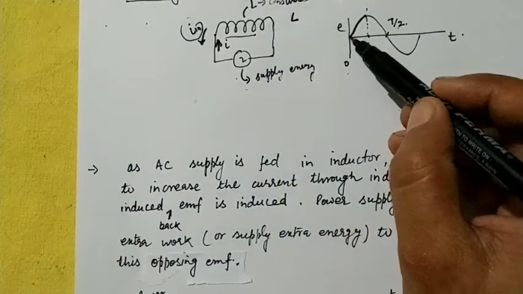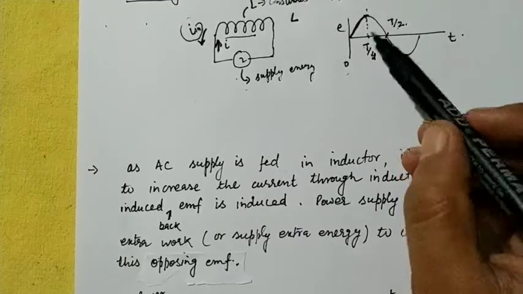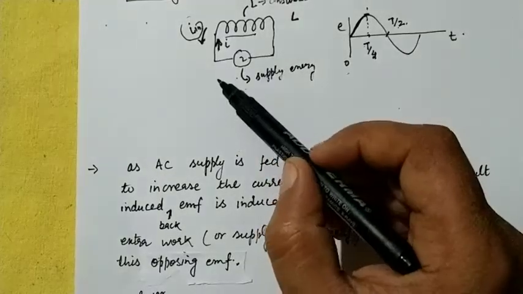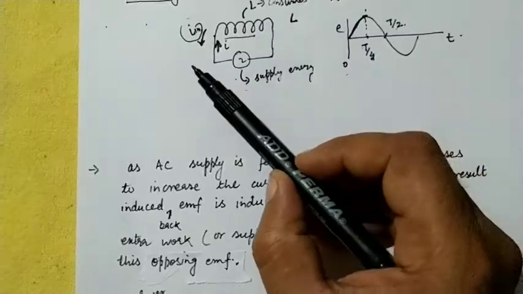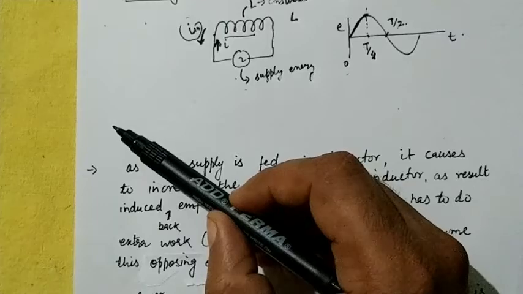This process continues till it reaches the maximum value. When the power supply reaches the maximum value, there is no further increase in EMF as well as current, so no change in magnetic flux. So no induced EMF is produced.